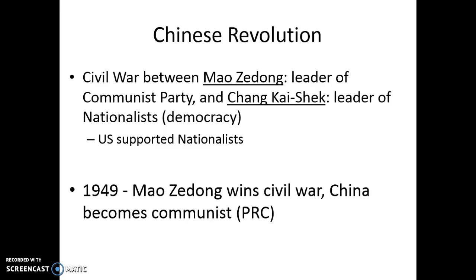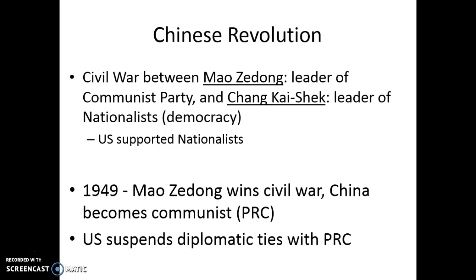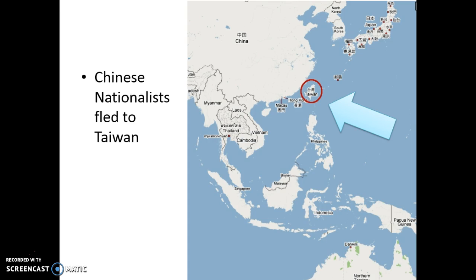The United States and the Allies, of course, are supporting the nationalists, but unfortunately for them, the nationalists lose the conflict and end up escaping to the island of Taiwan, where they create a separate government. But Mao and the communists take over the mainland part of China and create what's called the People's Republic of China. At that point, the United States only recognizes the Taiwanese government and suspends formal diplomatic ties with the People's Republic. And there's a little diagram to show you where Taiwan's located off the coast of mainland China.